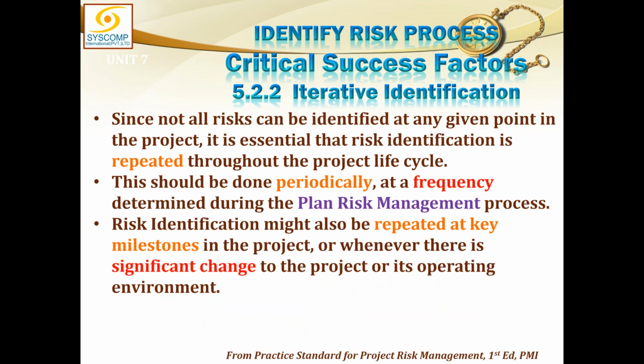The second one is iterative identification. As we said, we need to keep doing this identification process till the project ends. Since not all risks can be identified at any given point in the project, it is essential that risk identification is repeated throughout the project lifecycle. This should be done periodically at a frequency determined during the plan risk management process, or, as I told you earlier, at specific events also. But so far I am talking about the iteration, therefore a periodic frequency must be established. Risk identification might also be repeated at key milestones in the project or whenever there is significant change, that is, incident based.